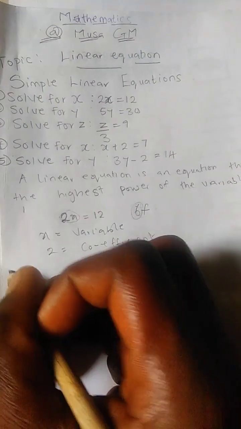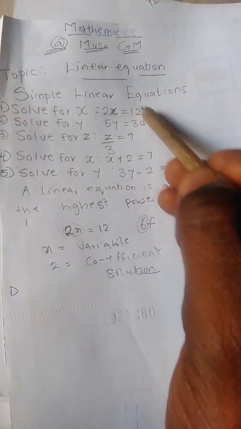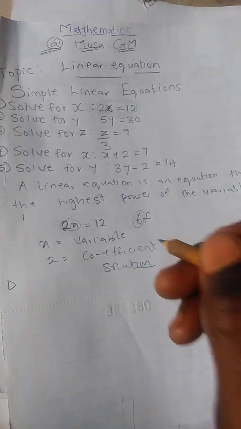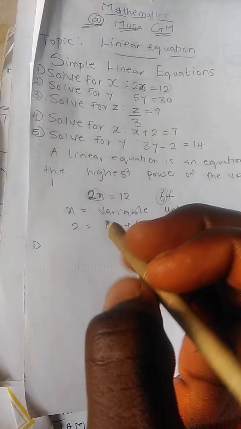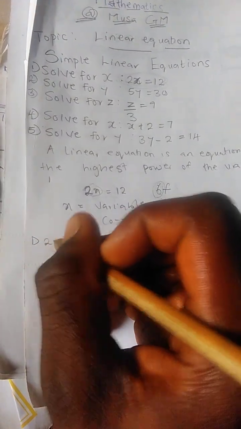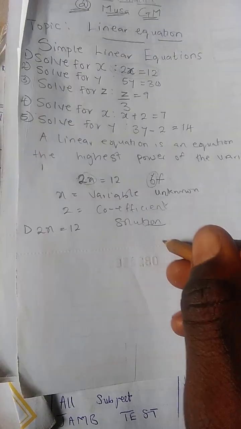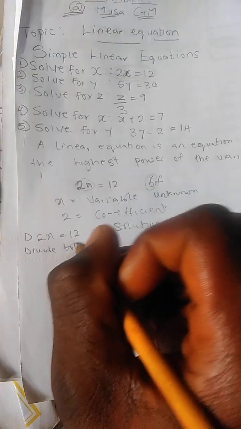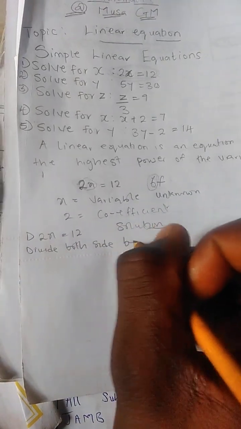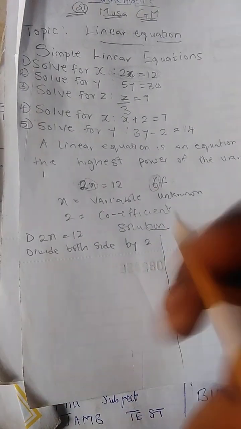Now, number 1, we have, let me see the number 1 question here. Solve for x. That is to say, x is a variable, and thereby x is an unknown. Solution number 1: we have 2x is equal to 12, and in this case the next step is to divide both sides by 2. Dividing both sides by 2 means we are dividing both sides by the coefficient of x, which is 2.